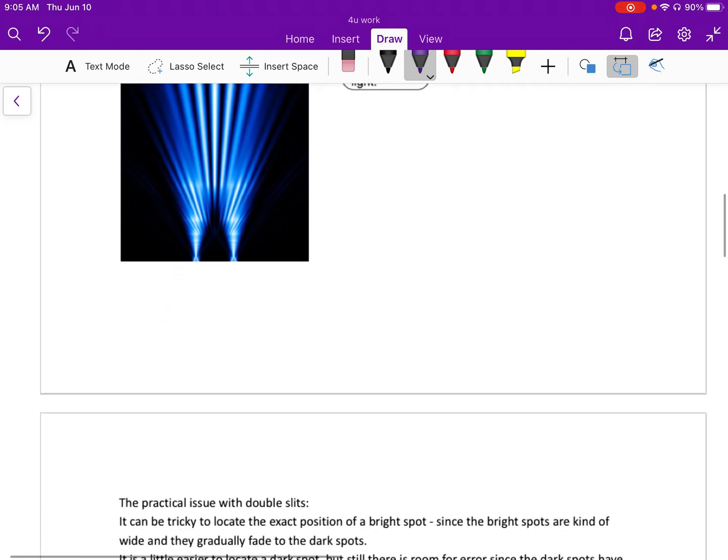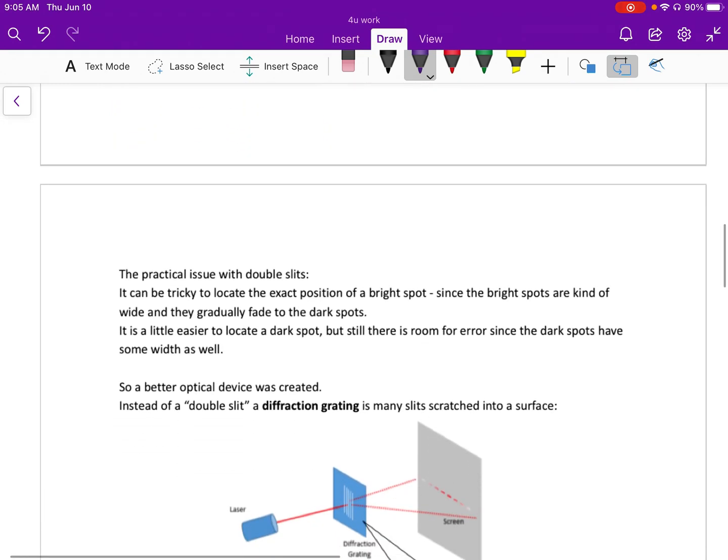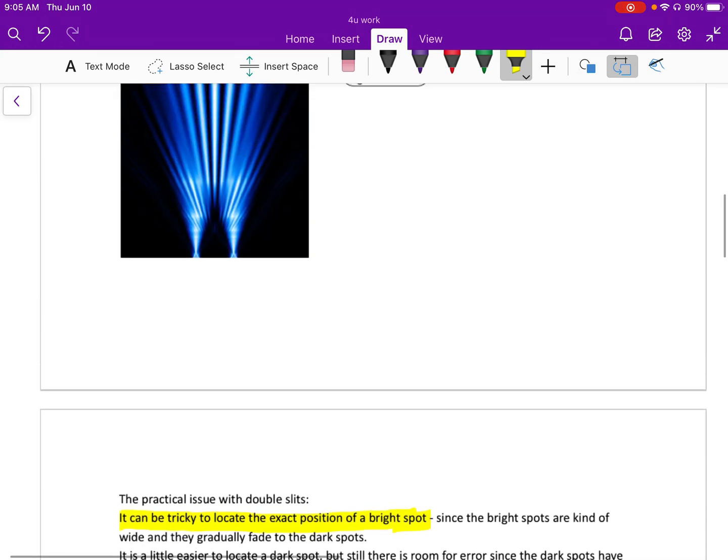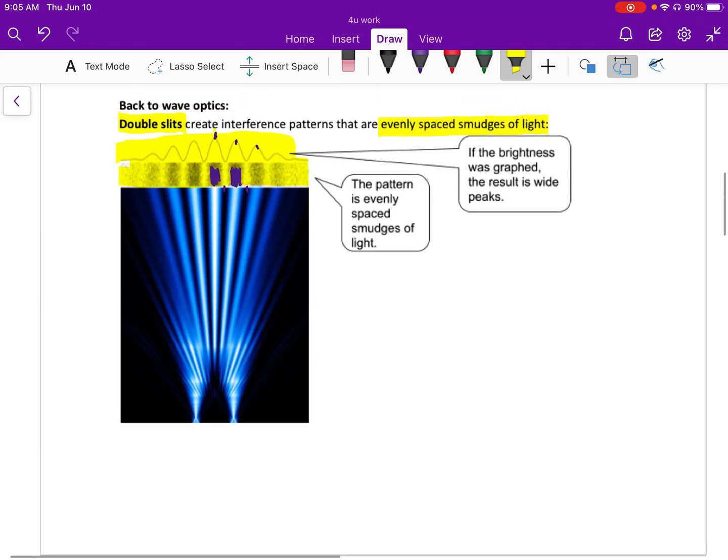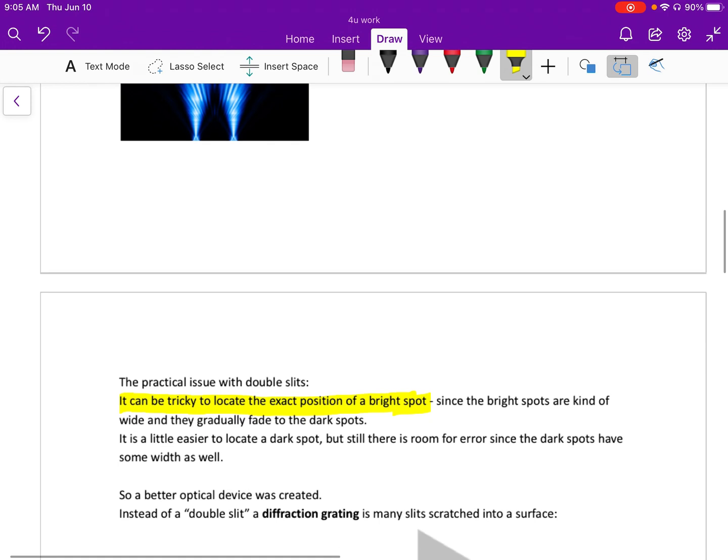Because they're kind of wide, it's tricky to locate the exact position of a bright spot. If we're using a computer, you'd have to use some logic to tell the computer, okay, find the bright spot. So there'd be some programming involved in that. Maybe you say compare it to the spot beside you, and if your spot's a little bit brighter, then you know you're at the bright spot. Some sort of weird logic like that.